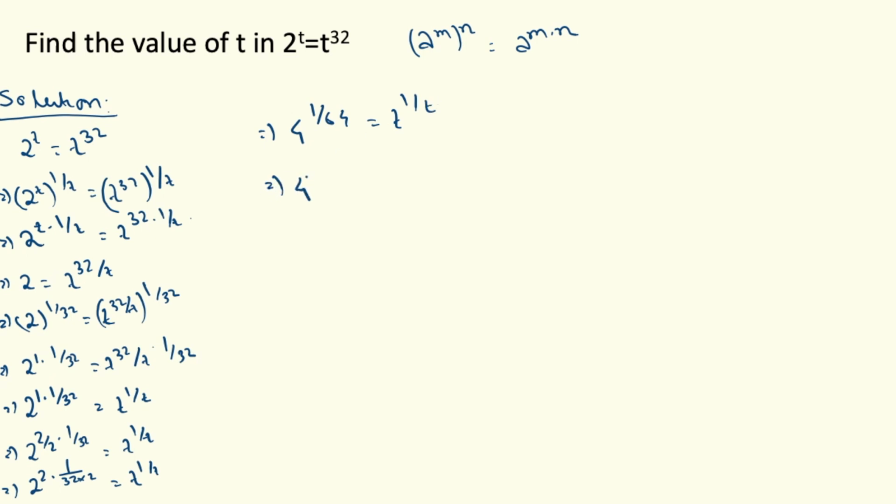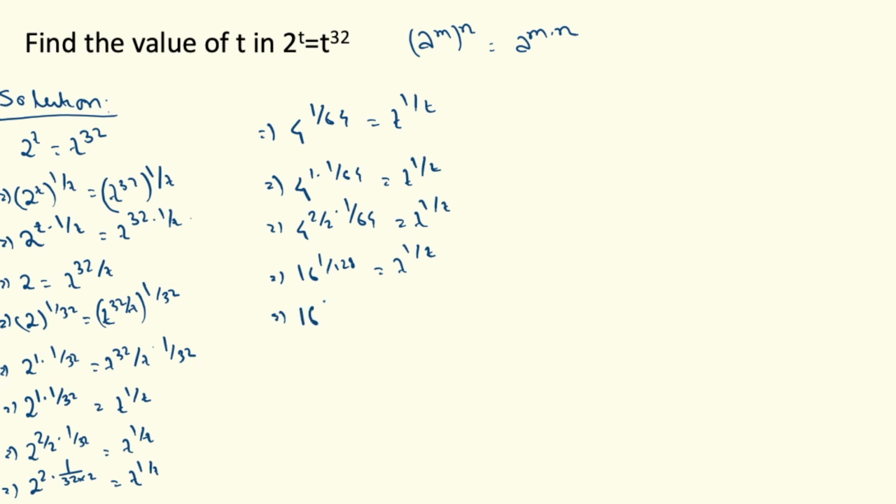Again I will do the same thing. 4 to the power 1 into 1 by 64 equals t to the power 1 by t. 1 can be written as 2 by 2 into 1 by 64 equals t to the power 1 by t. 4 square is nothing but 16 and 2 into 64 would become 128. Hence 16 to the power 1 by 128 equals t to the power 1 by t.